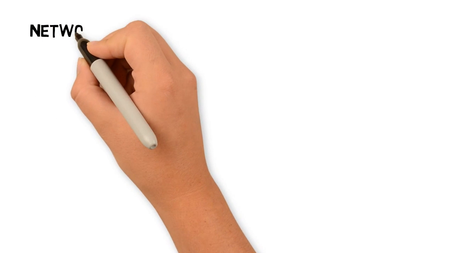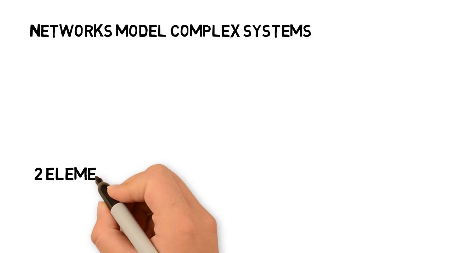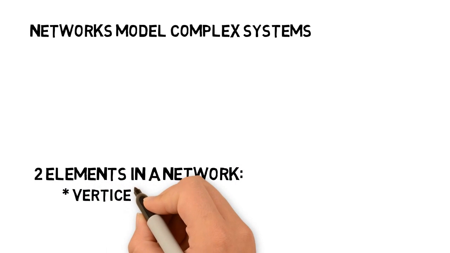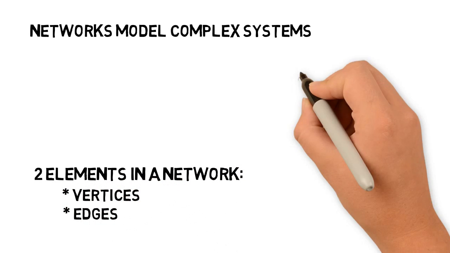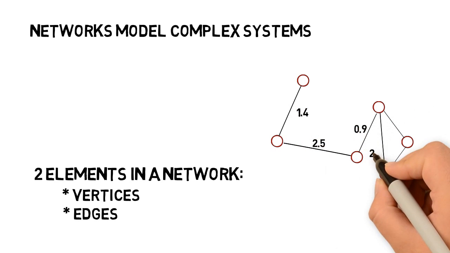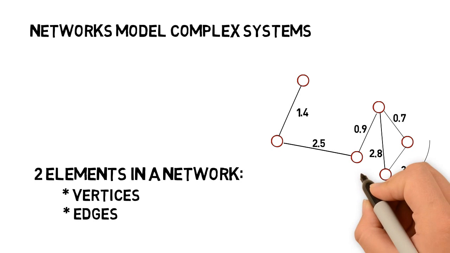We research networks in order to model complex systems. A network is an elegant structure which is composed of two basic elements, vertices and edges. Vertices are connected by edges, and the edges can also have weights, which are represented here by numbers. Networks are used to model various domains.